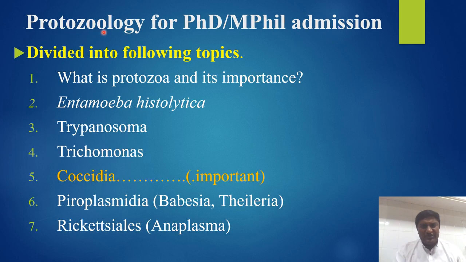So protozoology for PhD or MPhil admission, this subject is divided into the following topics: what is protozoa and its importance, Entamoeba histolytica, Trypanosoma, Trichomonas, Coccidia. This one is the most important for MCQ's point of view, as well as for overall in the subject. Next one is piroplasmida, in which the Babesia and Theileria are most important, and Rickettsiales, that the Anaplasma is the most important.